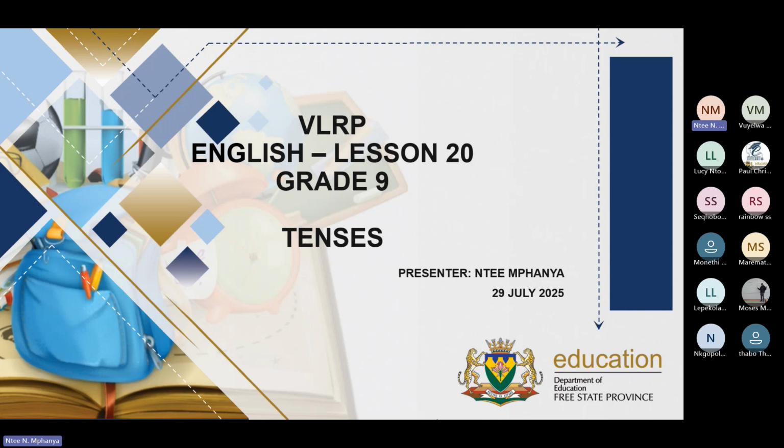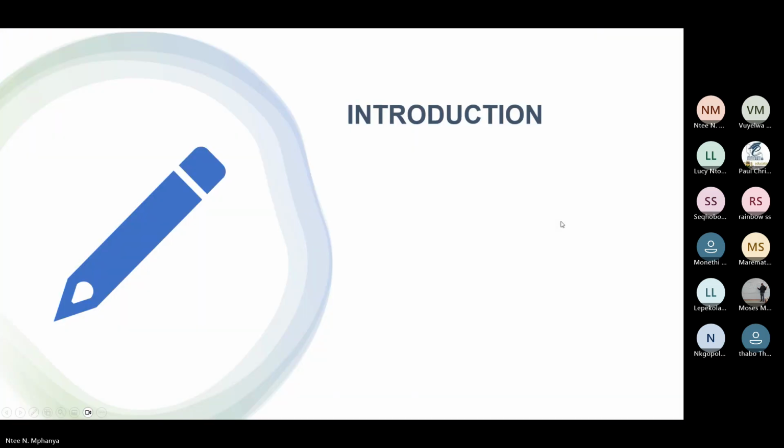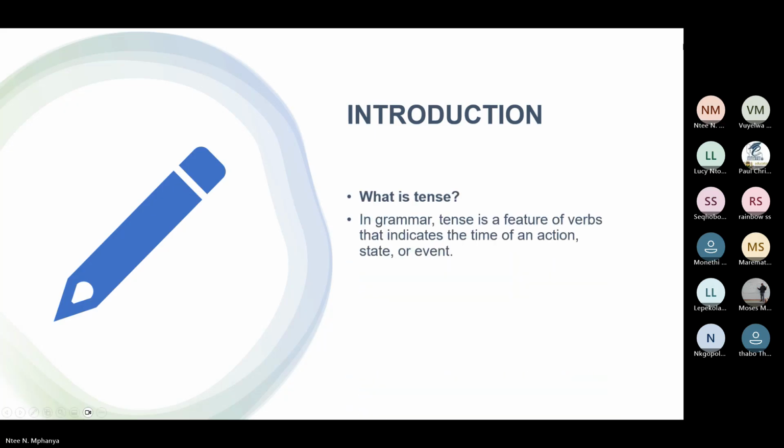And today we are going to tackle tenses. Right. What is tense? A tense is a grammatical feature of verbs that indicate the time of an action, the state, or the event. The time of an action, the state in which that action takes place, and the event.